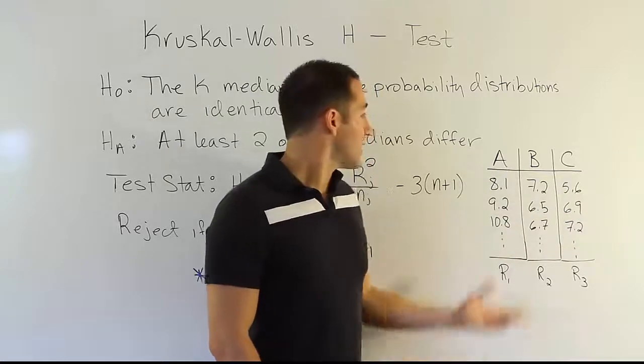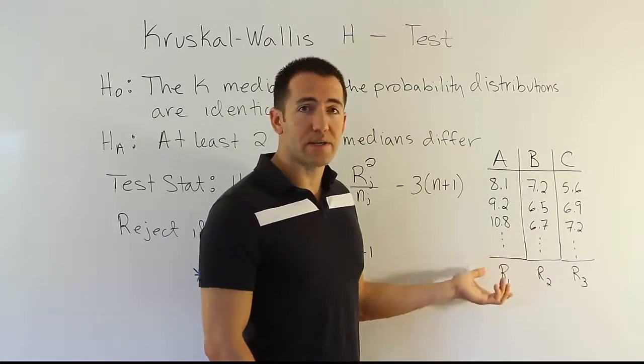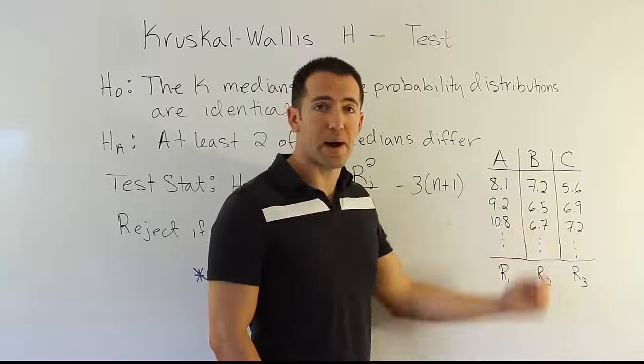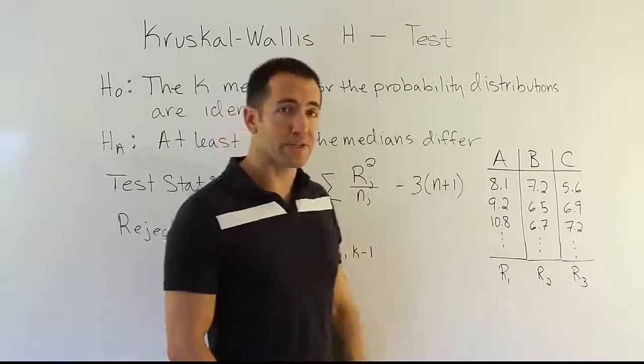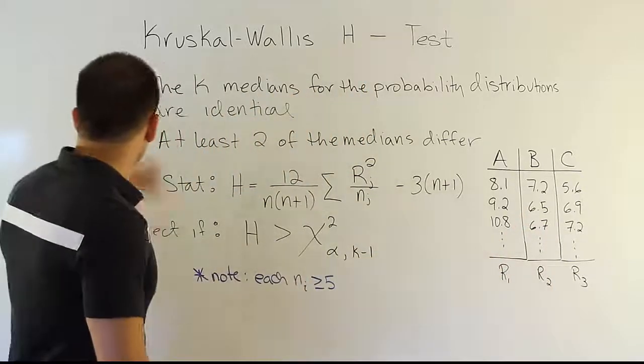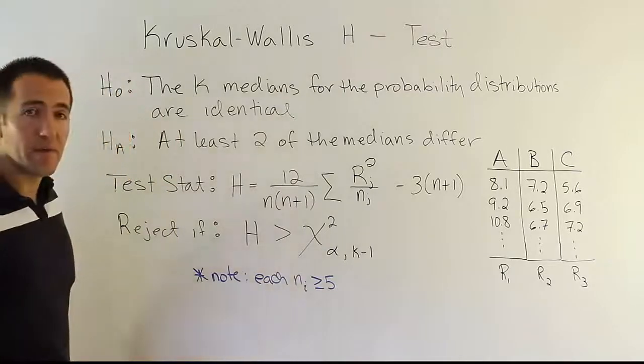It's a pretty clever idea. It's very similar to the Wilcoxon rank sum test. It's just expanded out to multiple populations. So you can go to 3 or more populations now, not just 2. And then here's overall the structure of the hypothesis test and procedure.